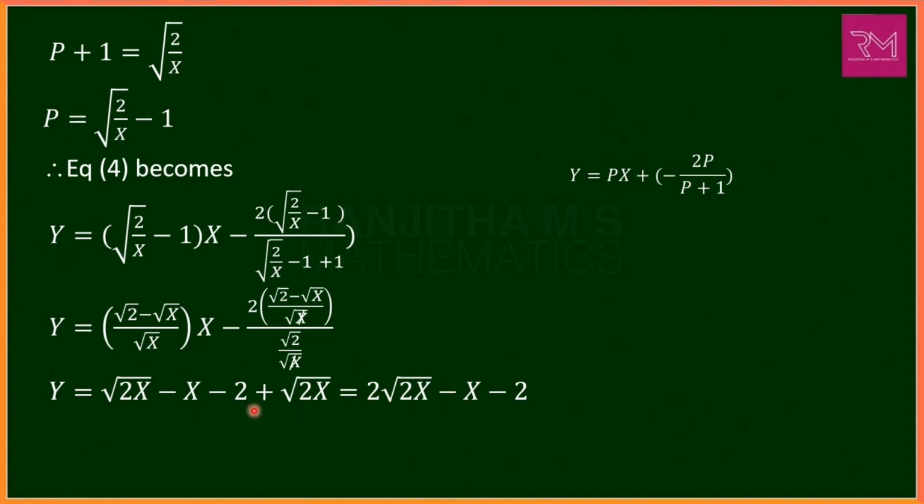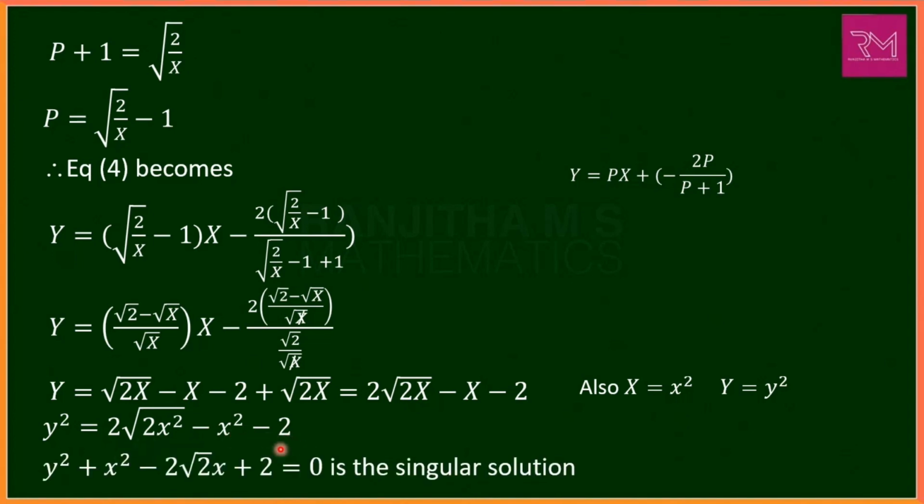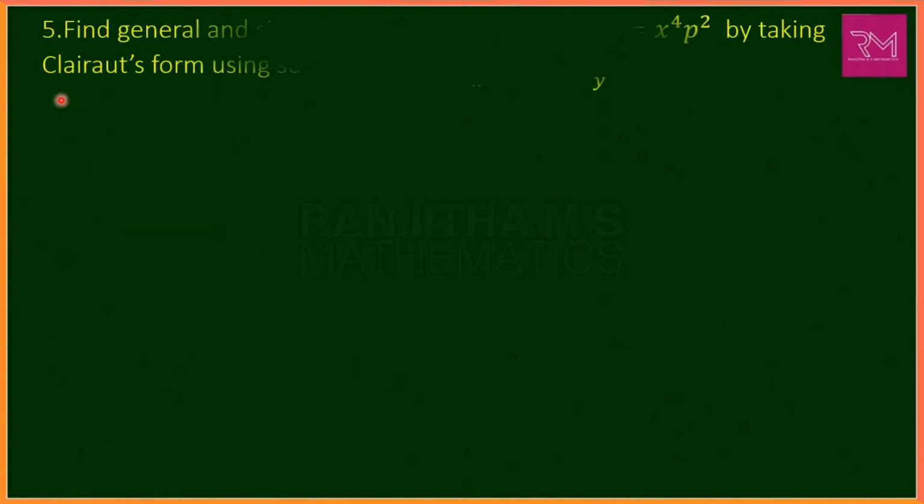Next step we have to substitute the y value and x value over here. We get y square is equal to 2 into root of 2 into x, x square minus capital X is x square minus 2. Or if we take all these values to the left hand side, that becomes y square plus x square minus 2 into root 2x plus 2 is equal to 0, which is a singular solution for the given nonlinear differential equation. This completes the problem. We shall move on to another problem.